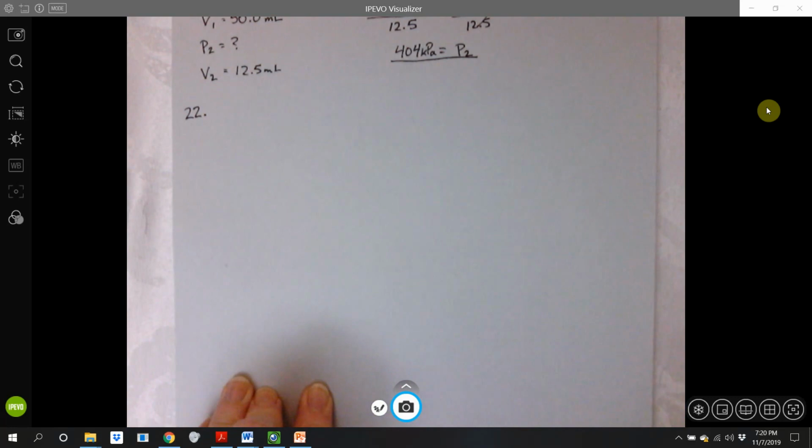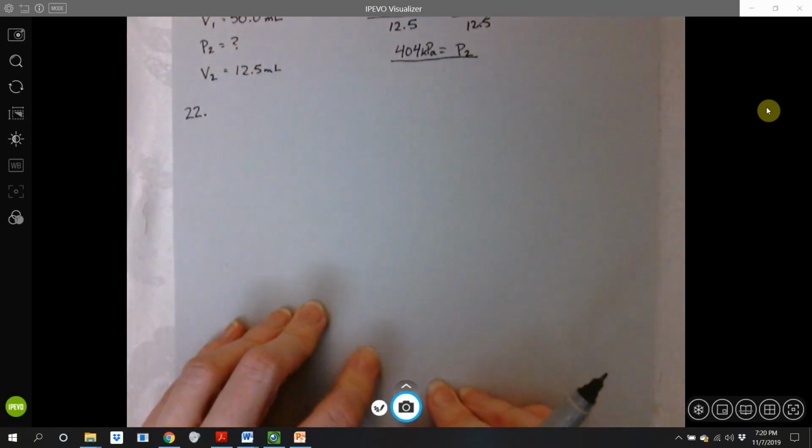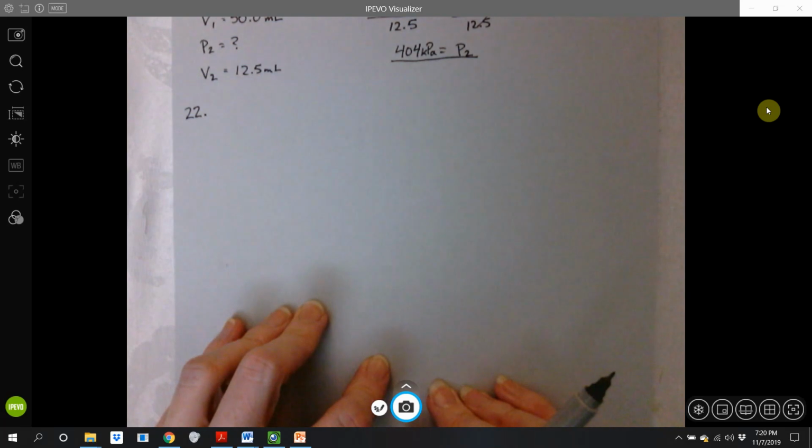A storage tank is designed to hold a certain volume of butane gas at 150 kilopascals and 35 degrees Celsius. To prevent dangerous pressure buildup, the tank has a relief valve that opens at 250 kilopascals. At what Celsius temperature does the valve open?